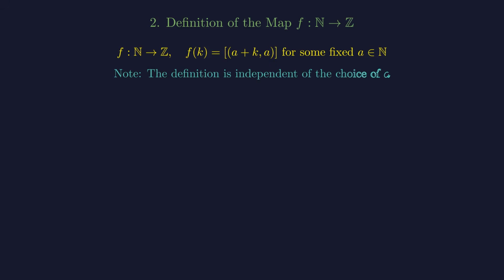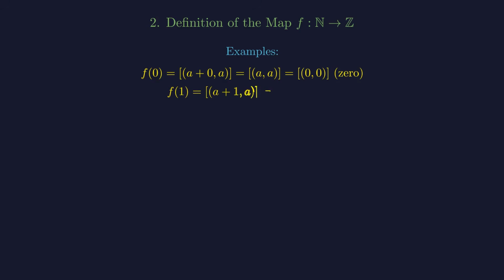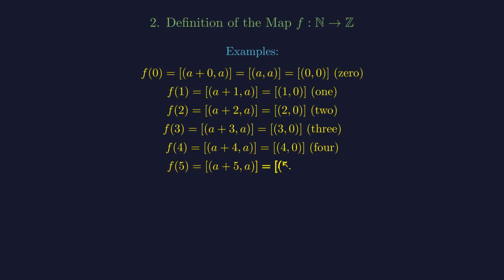Let us illustrate some of the values of the function. F of 0 is equal to class [a plus 0, a], which is the 0 integer, or the additive identity. F of 1 is equal to class [a plus 1, a], which is the integer 1, or the multiplicative identity. F of 2 is equal to class [a plus 2, a], which is the integer 2, and so on.